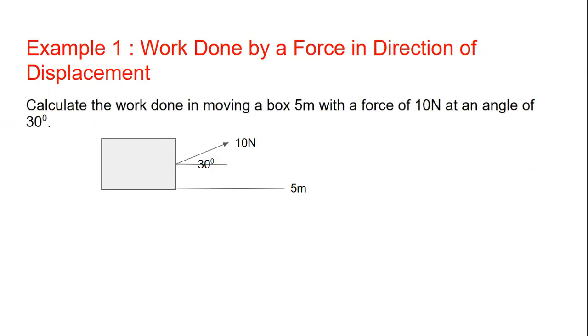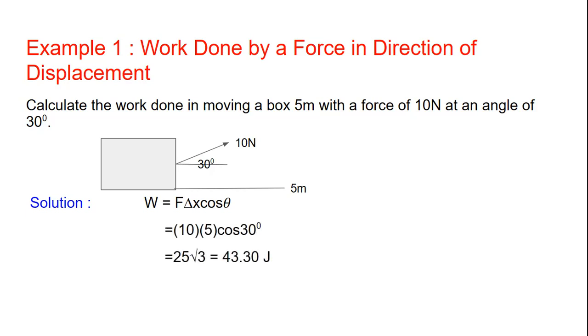So here we have our solution. So W is equal to F delta x cos theta. F is 10 newtons and delta x is 5 meters. And theta is 30 degrees. So substitute that and you will get 43.3 joules.